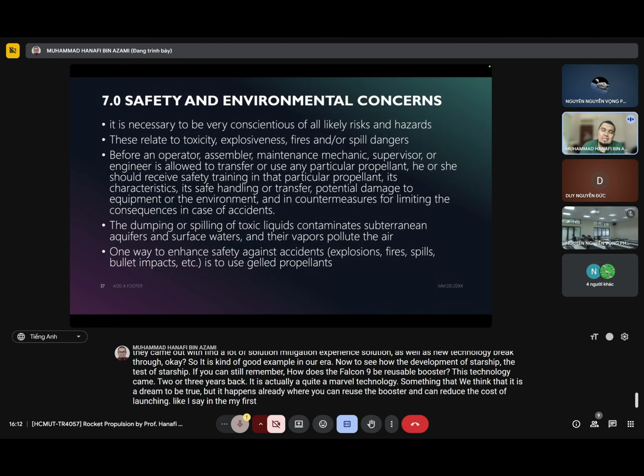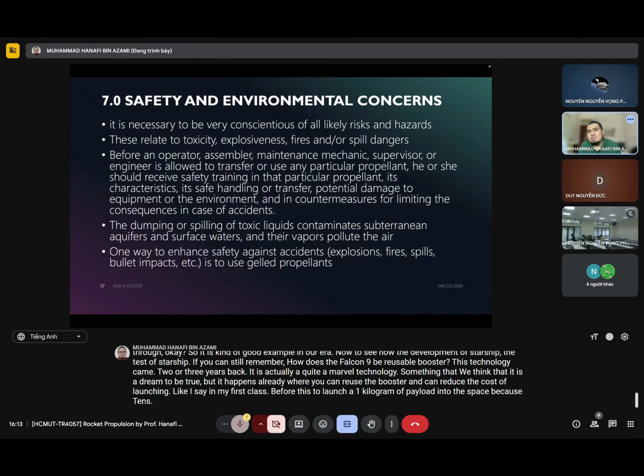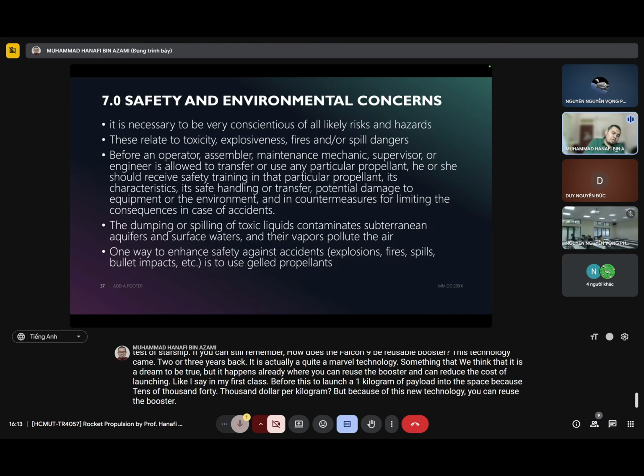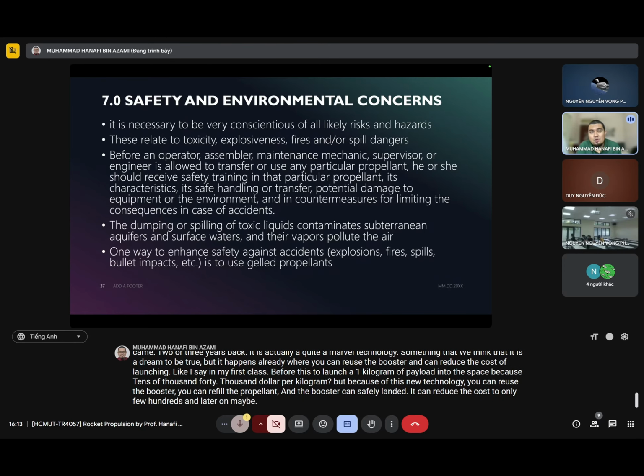Like I said in my first class, before this, to launch 1 kilogram of payload into space costs tens of thousands, $40,000 per kilogram. But because of this new technology, you can reuse the booster, you can refill the propellant, and the booster can safely land. It can reduce the cost to only a few hundreds, and later on maybe only a few tens of dollars.